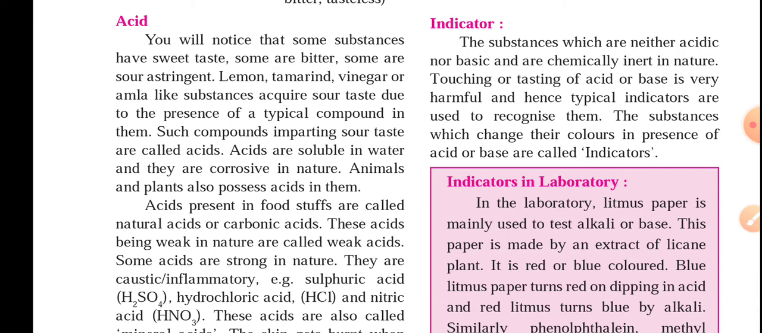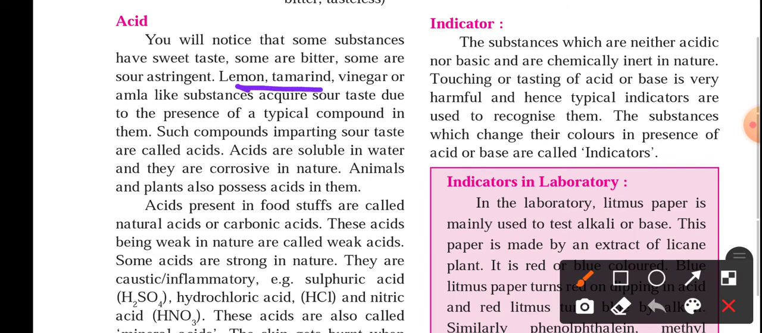So when we talk about acid, you can see here the lemon, tamarind, vinegar or amla like substances acquire a sour taste due to the presence of a typical compound in themselves, and that typical compound present inside them is nothing but the acid. Such compounds imparting sour taste are called acids. Acids are soluble in water and they are corrosive in nature. Animals and plants also possess acids in them. So in the bodies of plants and animals, we also have different kinds of acids.